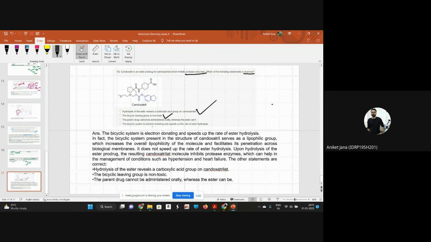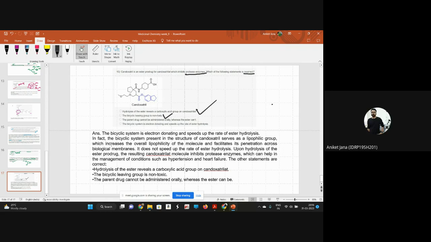So the parent drug cannot be administered orally, whereas the ester can. Is this true? Yes. Okay, so let's see. The bicyclic system is electron donating and speeds up the hydrolysis process. Is this true? The last one? No, it is not true.